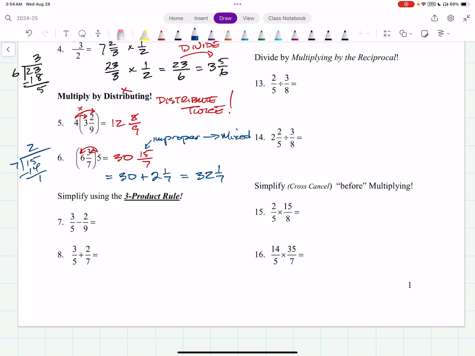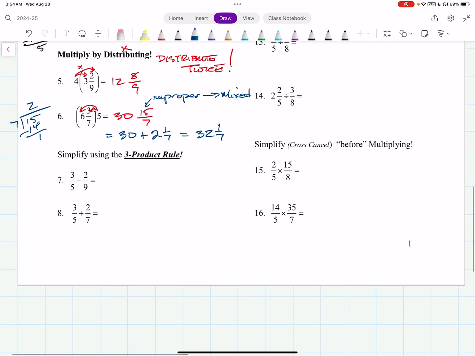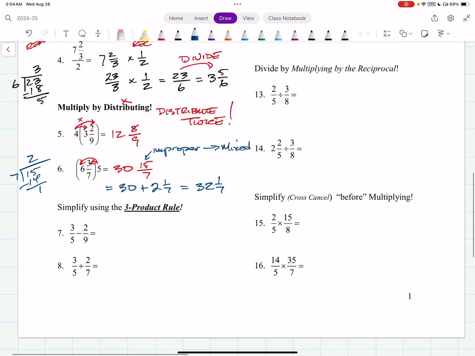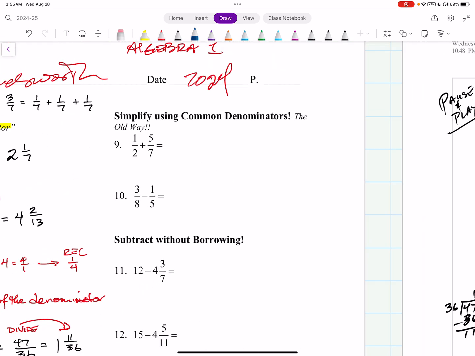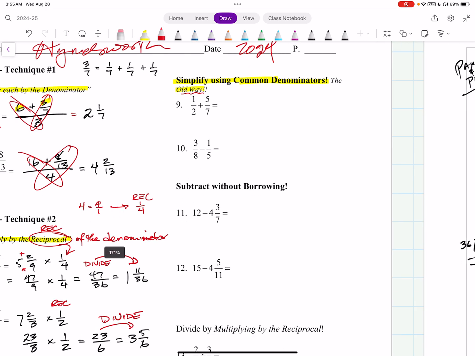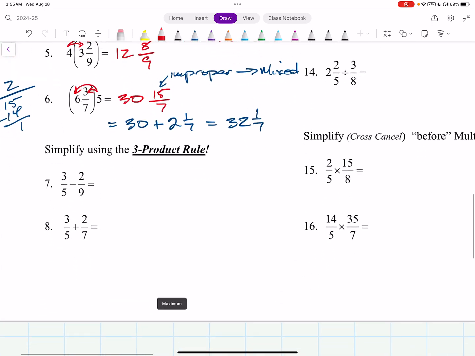All right, next one here is a new technique. Now, when you add and subtract fractions, you can do it the old way, which we're going to do in numbers 9 and 10, by using common denominators. We'll get to that in a minute. But right now, let's do it the fast way.